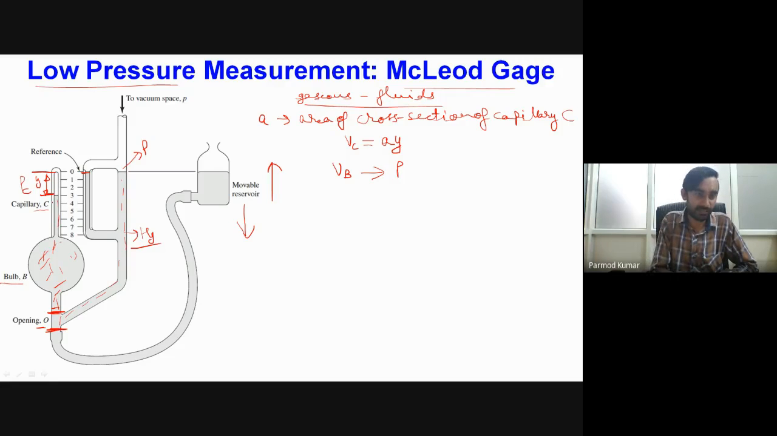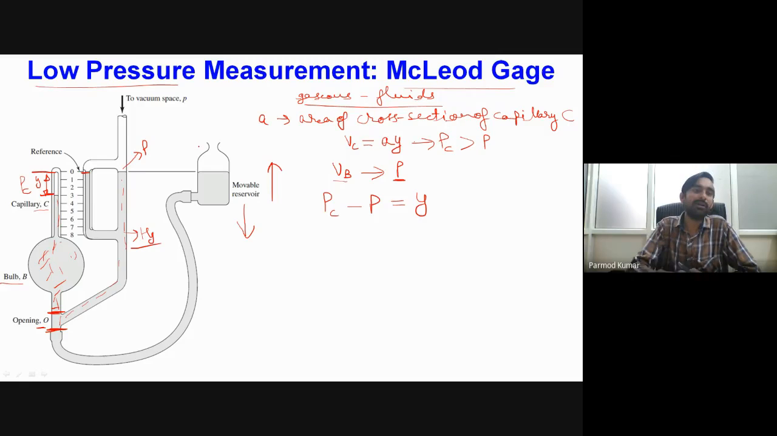When this entire chamber was filled with the gas, the pressure of the gas was equal to P, and when the gas is compressed over here, the compressed volume of the gas is equal to A times Y. So the volume of the gas has changed from volume Vb to volume Vc, and because of that the pressure of the gas has increased from P to another pressure Pc. Now, the scale of the capillary is adjusted in such a fashion that the difference Pc minus P is equal to Y.